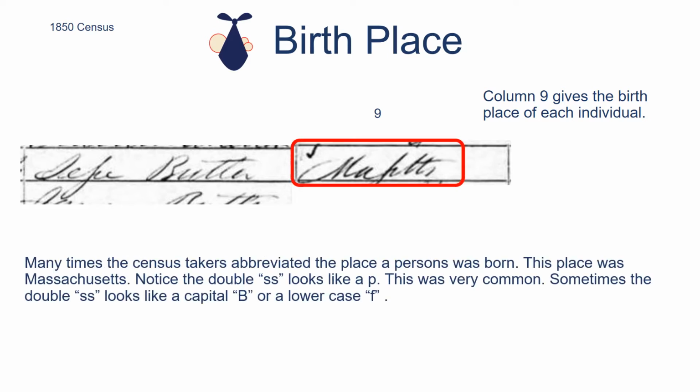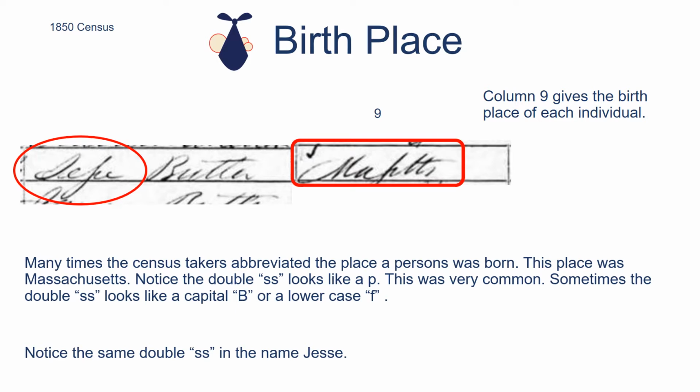Many times the census takers abbreviated the place a person was born. This place was Massachusetts. Notice the double S looks like a P. This was very common. Sometimes the double S looks like a capital B or lowercase f. Notice the same double S in the name Jesse.